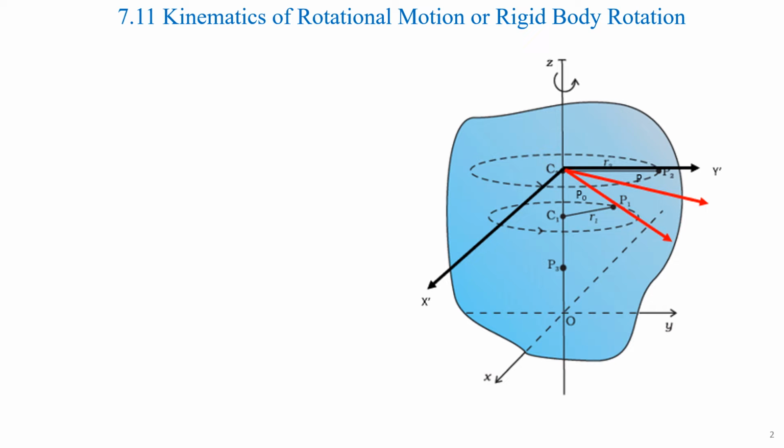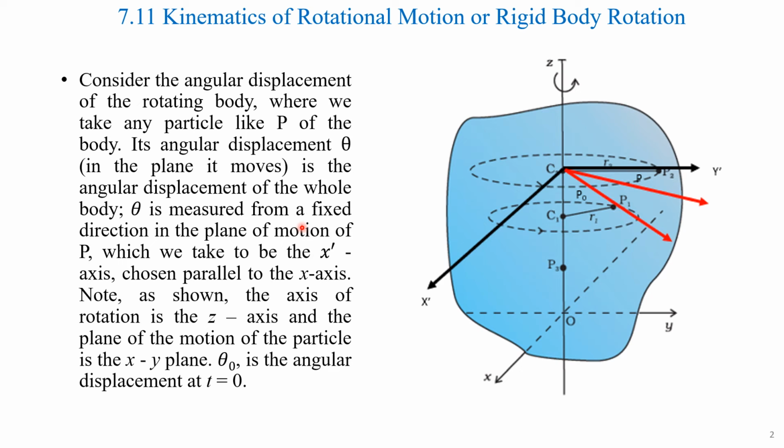Kinematics of rotational motion or rigid body rotation. Consider the angular displacement of a rotating body where we take any particle like P of the body. In the diagram on the right hand side, the point P lies on the rotational path and it lies within the body. Its angular displacement theta in that plane it moves is the angular displacement of the whole body.